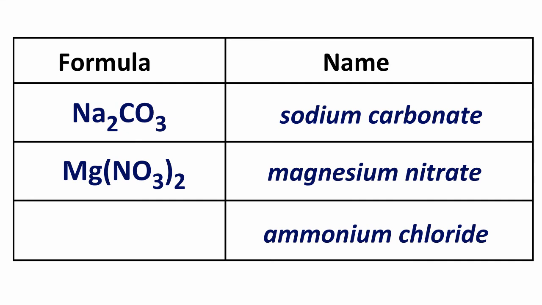One last example, ammonium chloride. Ammonium is a positively charged ion, NH4+. Chloride is a negative ion, Cl-. So one of each gives us NH4Cl for ammonium chloride.